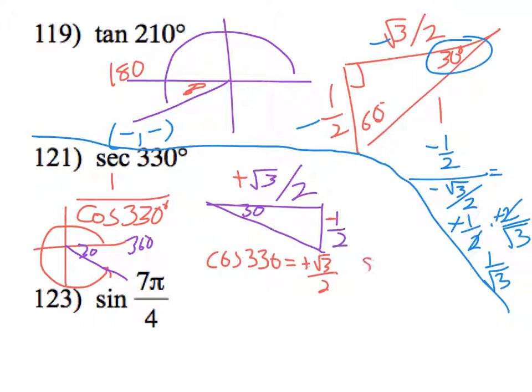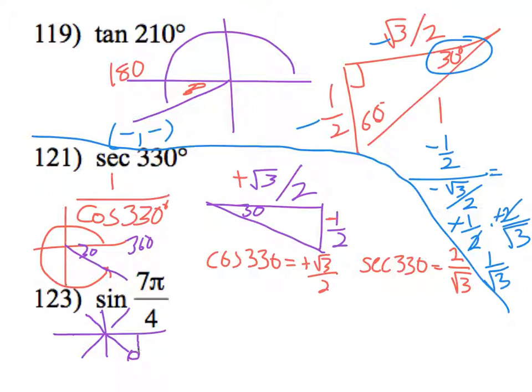That means that secant would be positive 2 over the square root of 3. So I'm just flipping that over. Sine of 7 pi over 4. First thing I've got to do is figure out where this is. Well, that's 1 pi over 4, 2 pi over 4, 3 pi over 4, 4, 5, 6 pi, 7 pi over 4 is down here.